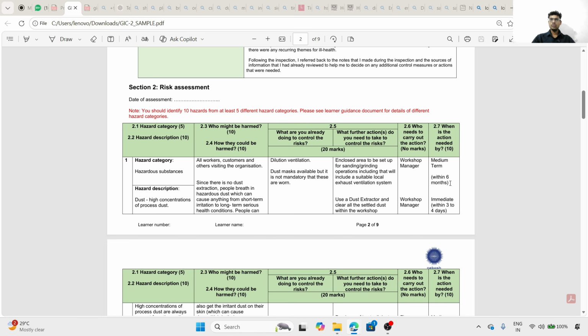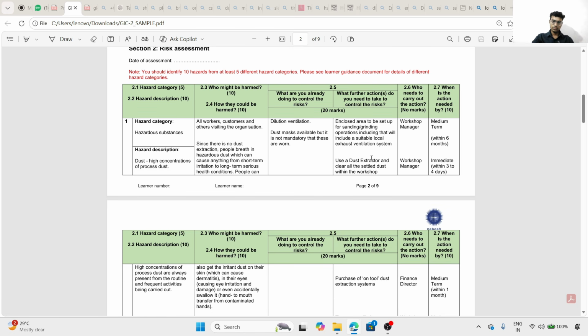See, long term chances are actually very rare. It depends, as I said, on the conditions. Mostly the things put in the risk assessment over here shall be immediate term and medium term. So we should put it like that.